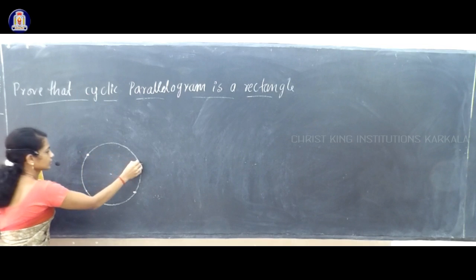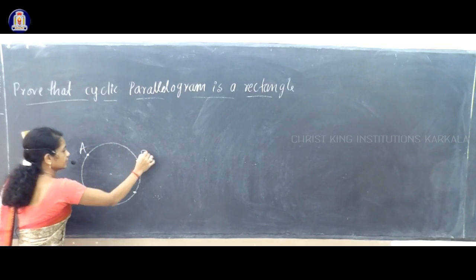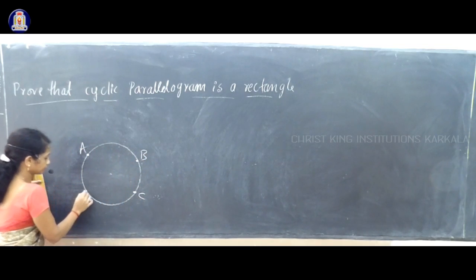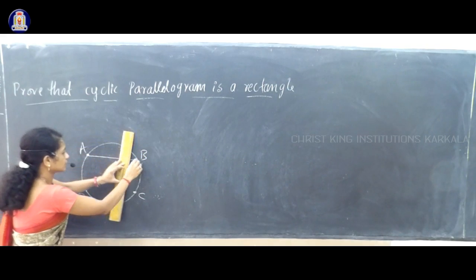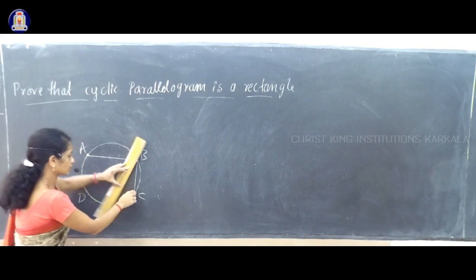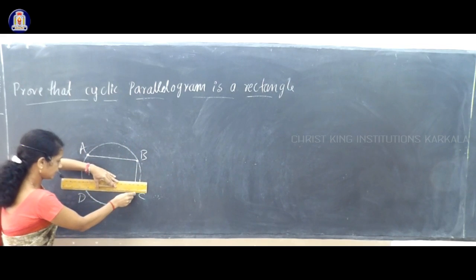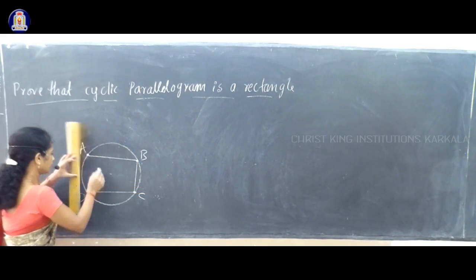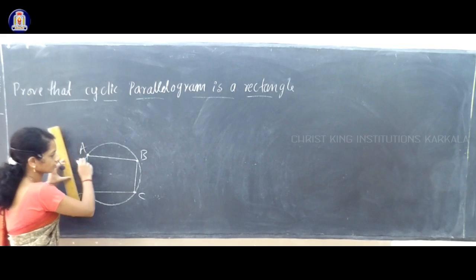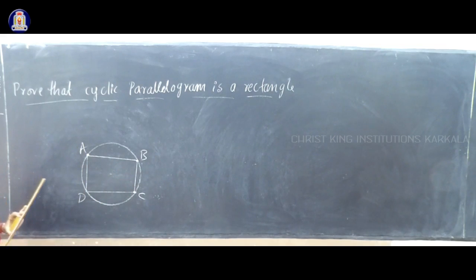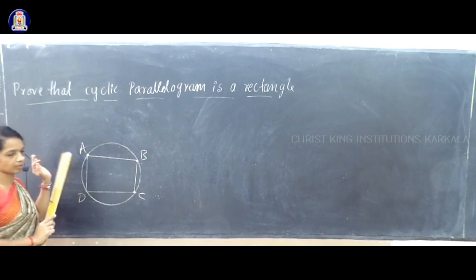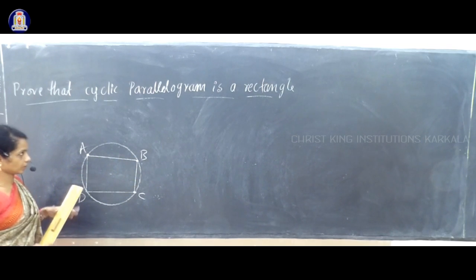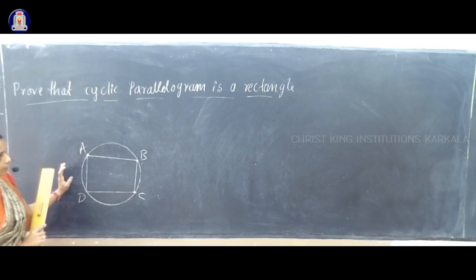Four points on the circle, you take them as A, B, C and D, and then join AB, BC. This is a rough figure, not an exact figure. BC, CD and DA. Okay, imagine this is a parallelogram. You can see all four vertices of this parallelogram are on the circle. Imagine this is a cyclic parallelogram.